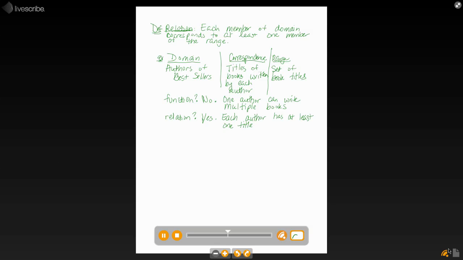You guys see the difference? So it's not a function because one stone can kill 2 birds, right? You can have one author and 2 books, okay? But it is a relation because every author has a book, okay? At least one book, right? Sometimes more. All right.